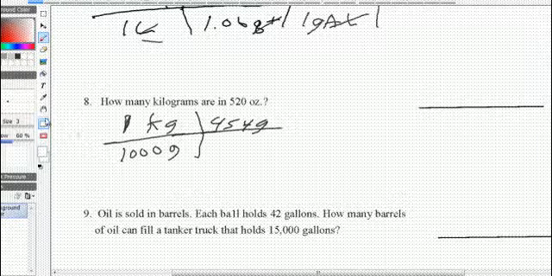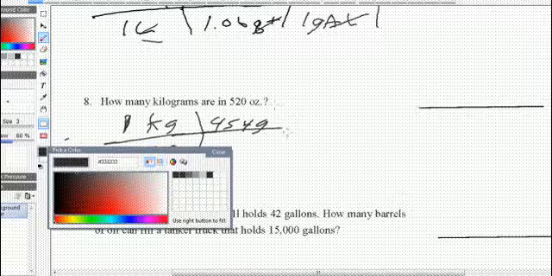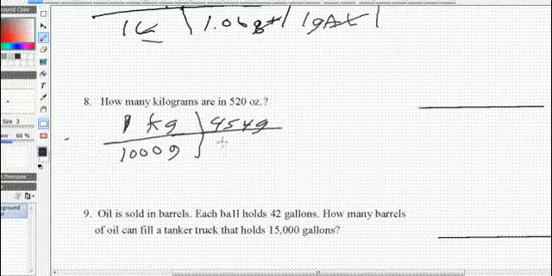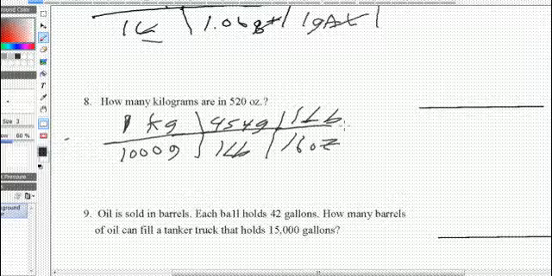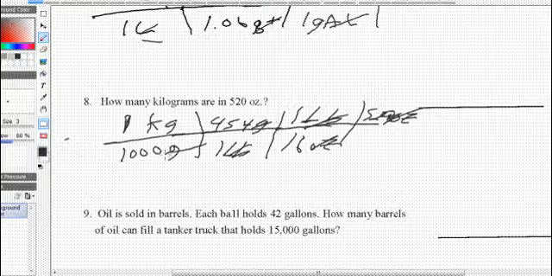Let's go back to the brush. Click on it. Close. Per 1 pound. I know 1 pound is how many ounces? 16. How many ounces did they give me? 520. Ounces cancel. Pounds cancel. Grams cancel. Do the math, and divide by the bottom. I'll come back and do the answers in a second.